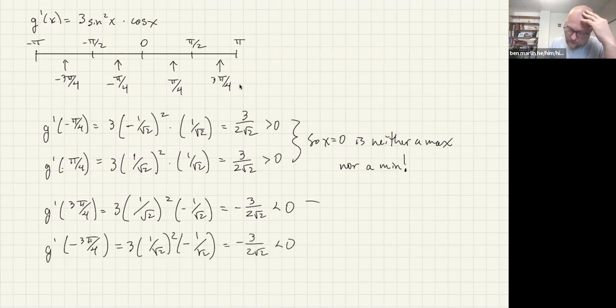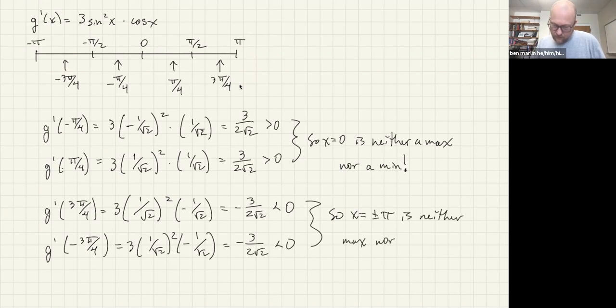And get a negative number. And we find out that x equals plus or minus pi is neither max nor min. And I just totally messed up my grammar there because I shouldn't have said "is", I should have said "are". It's terrible to be all fussy like that, but you know.